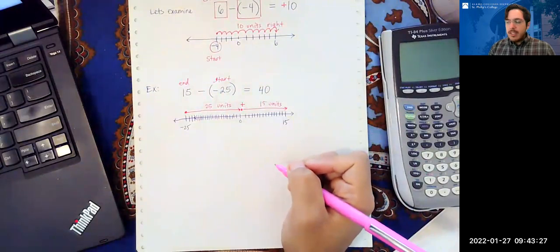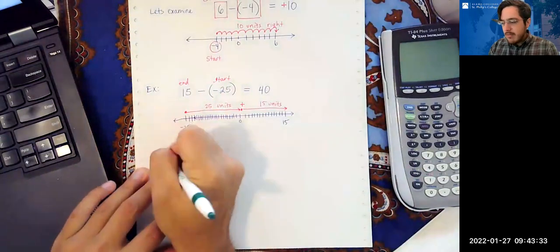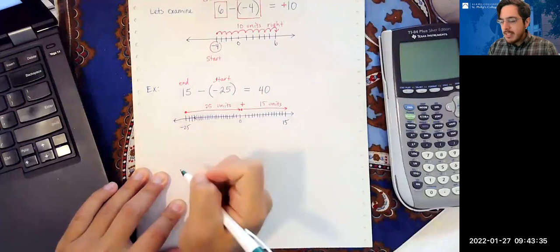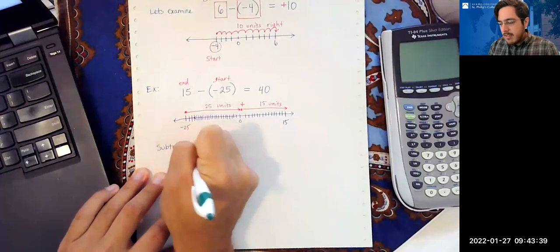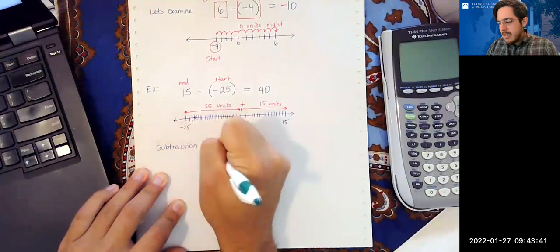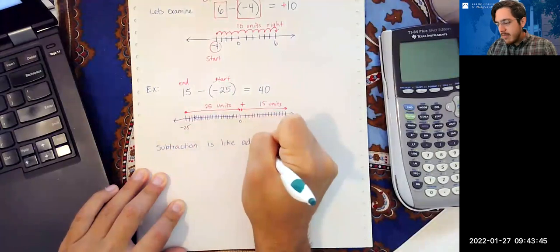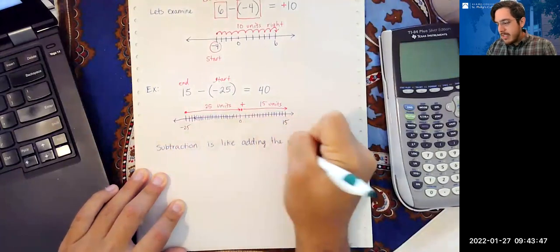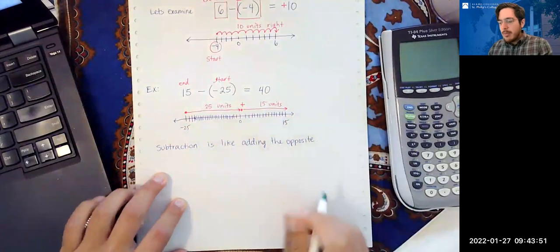So what we can do is, instead of drawing a number line every time, we could think about subtraction as adding opposites. So subtraction is like adding the opposite of a number. Okay, and what do I mean by that?